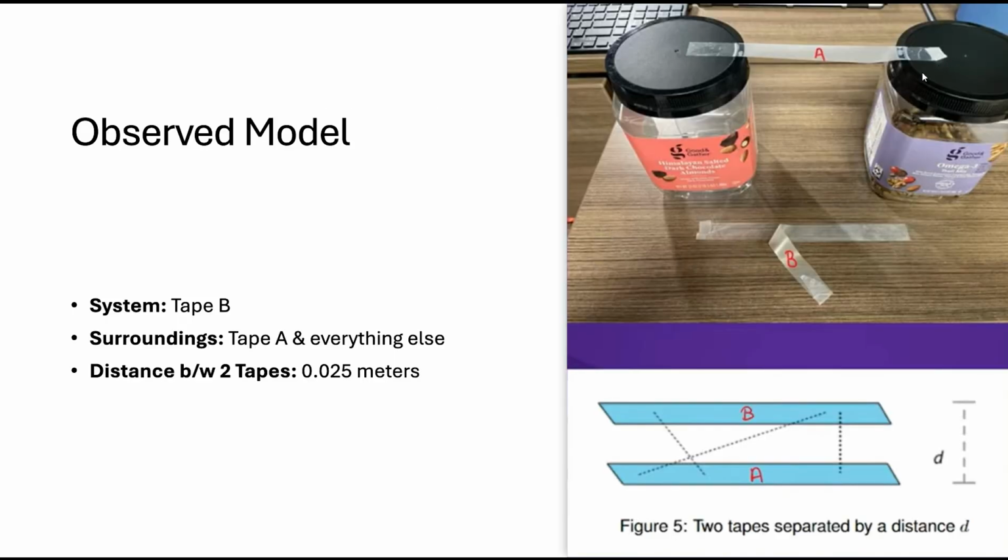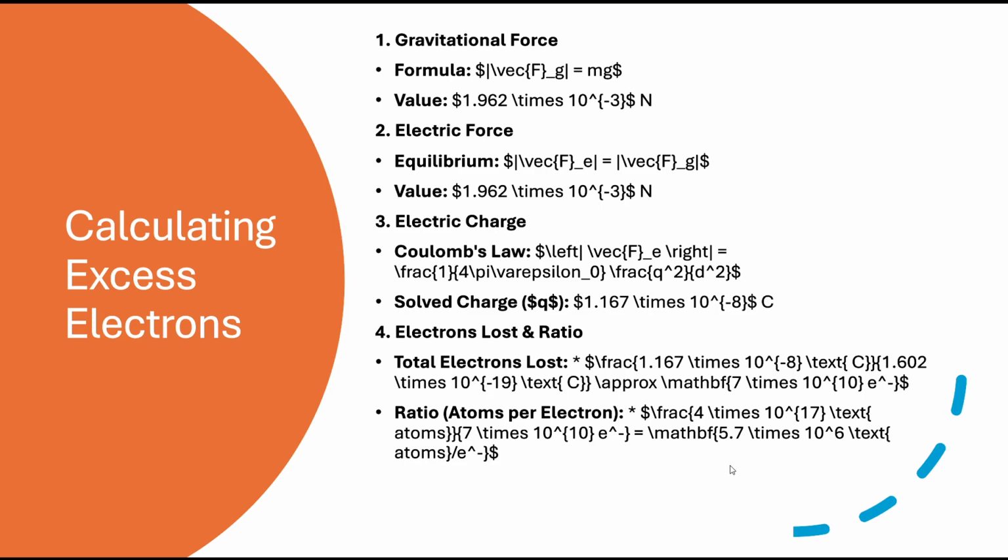Observe model: here you go, it's a picture, my supports, it's the tape. Our system was tape B, with surroundings being tape A and everything else. And the distance between these two tapes was 0.025 meters. Here you can see a diagram of what they're asking us to do.